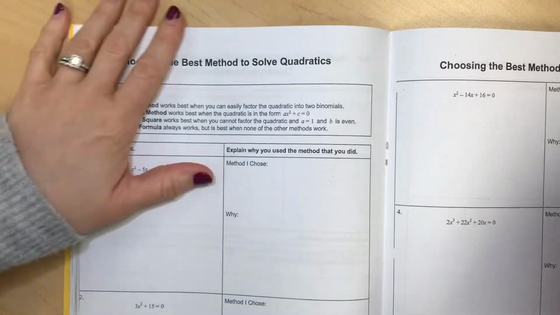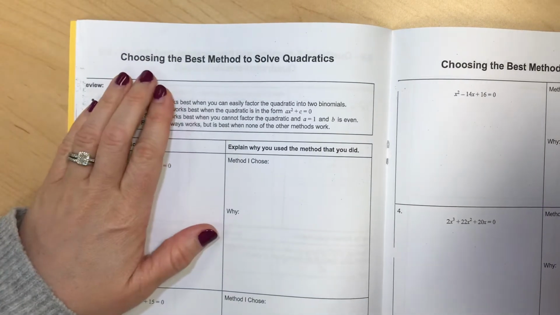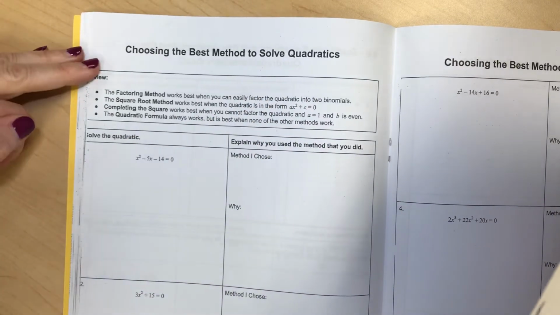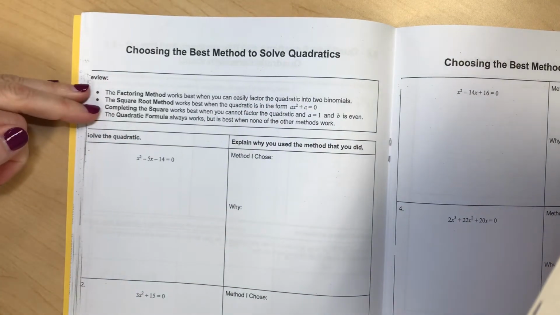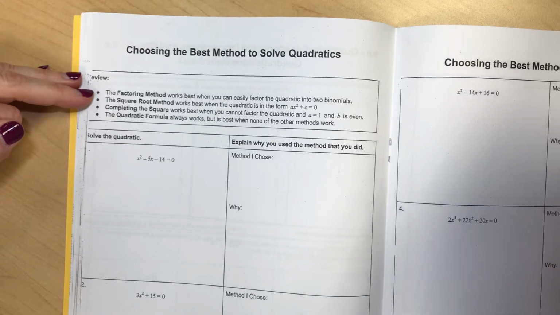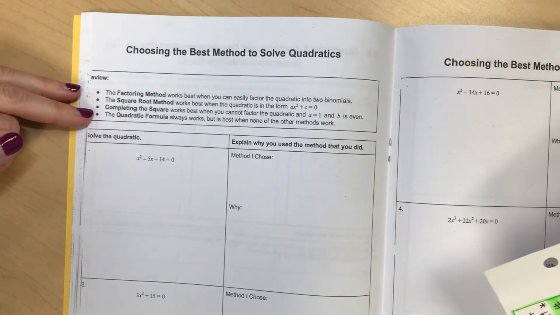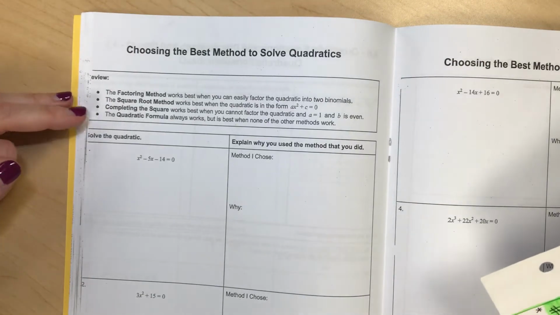In this video, I'm going to talk to you about how you choose the best method for solving a quadratic. There are 4 methods that we learned in my class. One of them is called factoring method. Another one is called square root method. Next, completing the square. And then last, quadratic formula.